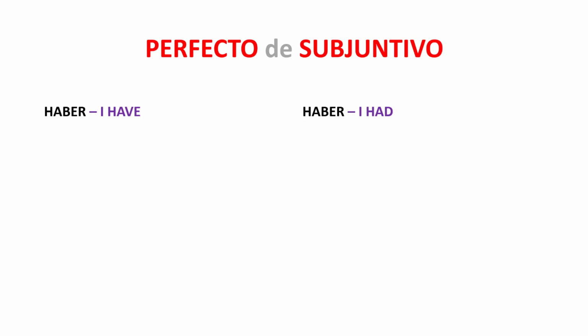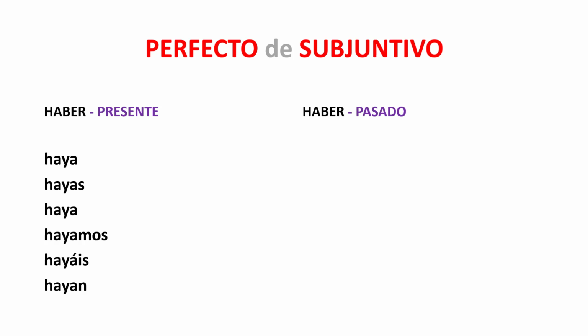So now we have haber, I have in the present, and haber, I had in the past, but we're going to see how they're formed in the subjunctive for both of those tenses. So in the present tense, haber in the subjunctive becomes haya, hayas, haya, hayamos, hayáis, and hayan. I have, you have, he has, we have, you all have, and they have. So if you need to use haber in the subjunctive, that's how you'll form it in the present tense.